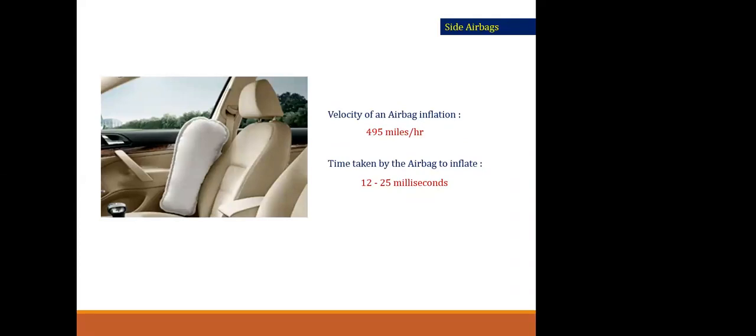Can you see the values here? The velocity is around 500 miles per hour, right? Which is equivalent to the velocity of a domestic flight, right or not? Right. And the time taken is just 12 to 25 milliseconds. So why is your side airbag inflating at a much more rapid rate when compared to your driver and passenger airbag?